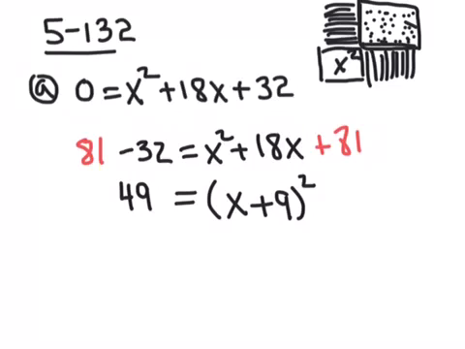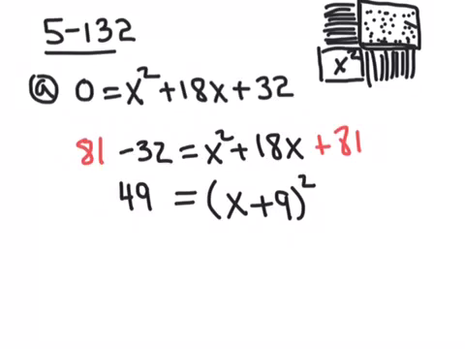Okay, here we go. Now what I did is I combined those. 81 minus 32 is 49. And here is this thing, which I got from that thing. Okay. How do we continue to do this?